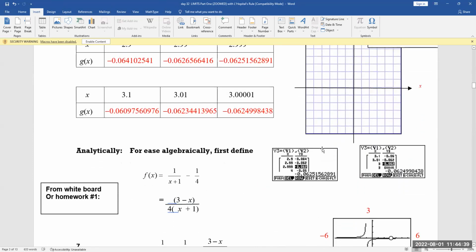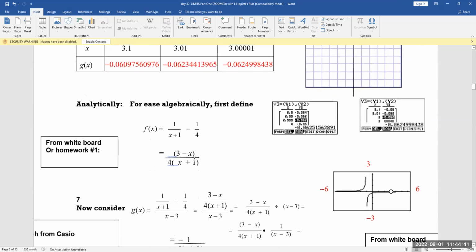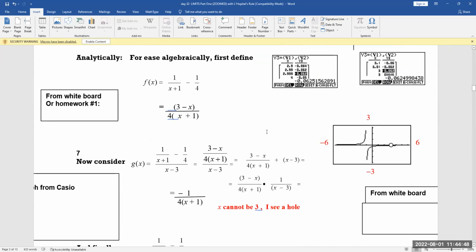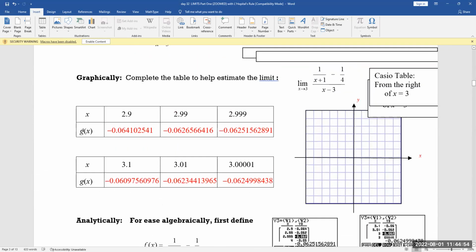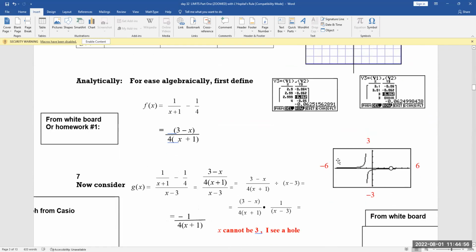We've got our tables here from our graphing calculator. On a whiteboard, I worked on the fraction itself, and then hopefully you transferred it to your notes. And this is the graph from my graphing calculator. There's a hole in the graph when x equals 3. But we weren't exactly sure where that hole was at. In fact, we really couldn't see it, but we knew it was there.